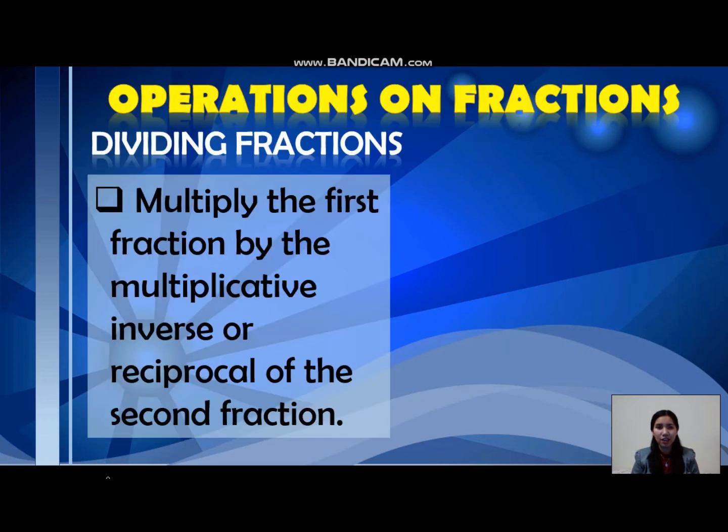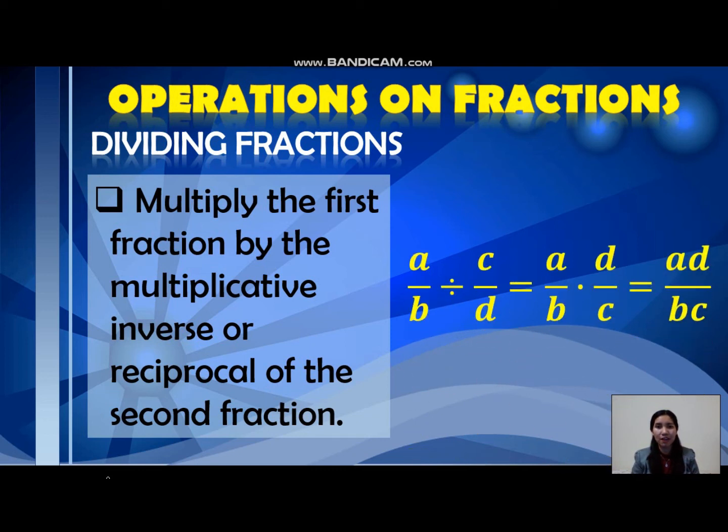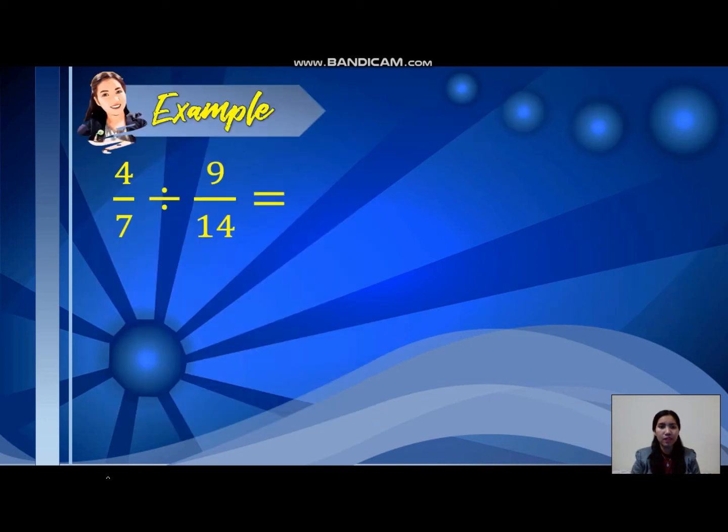So in dividing fractions, we just simply multiply the first fraction by the multiplicative inverse or reciprocal of the second fraction. In symbol, we have this. So let's apply this to our example. Let's say we have 4 over 7 divided by 9 over 14. So here we'll just simply copy the first fraction, 4 over 7, proceed to multiplication, and get the reciprocal of the second fraction, 9 over 14, so it will become 14 over 9.